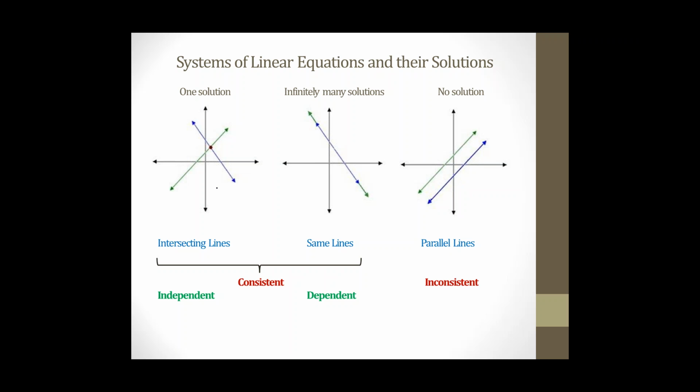The first 2 options, the one solution and infinitely many solutions, are both consistent systems. So whenever you actually get a solution, you have a consistent system, and these can be broken down into an independent system, which means these 2 lines that are intersecting are independent of each other. The only thing they have in common is this one intersection point, but all the other points are independent. And then the one with infinitely many solutions would be the dependent system, because every single point from one line depends on the point from the other line. And systems where you have no solution would be considered inconsistent systems.